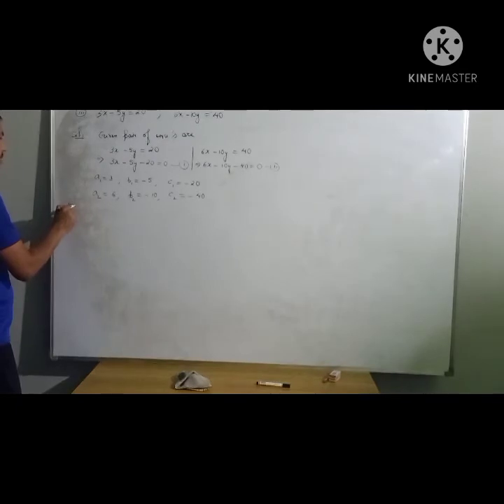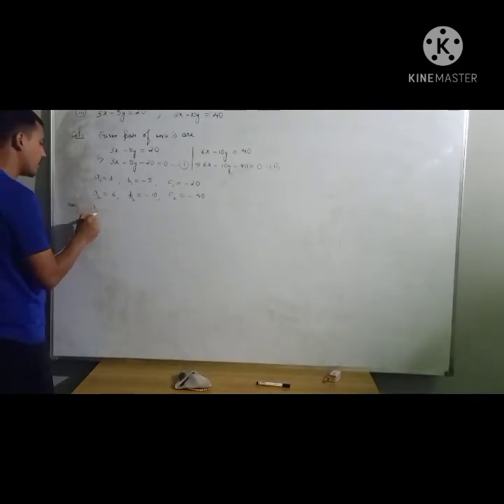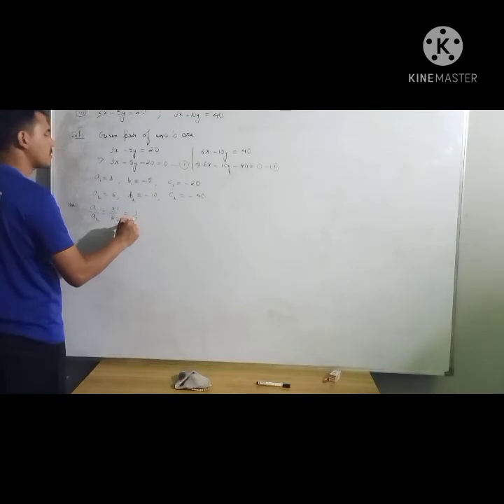Now, let us compare the ratios a1/a2, b1/b2, and c1/c2. a1 upon a2 is 3 upon 6. 3 1 times is 3, 3 2 times is 6. So the first ratio is 1 upon 2.